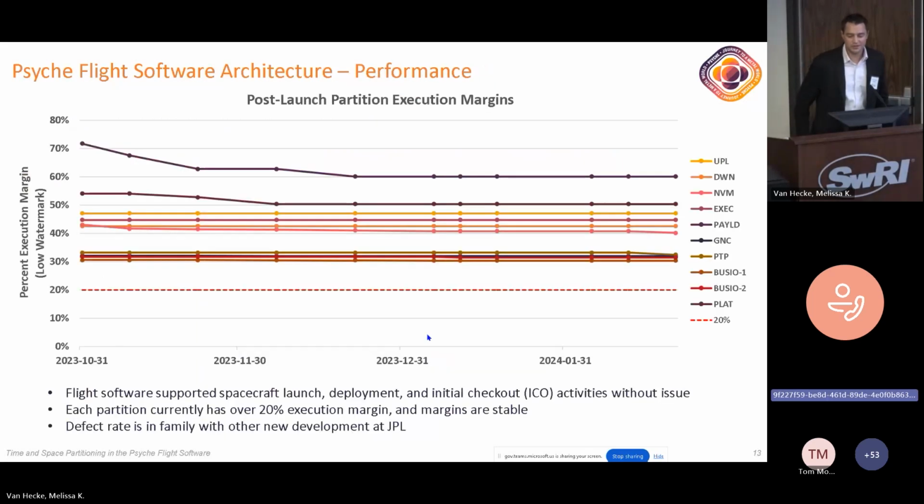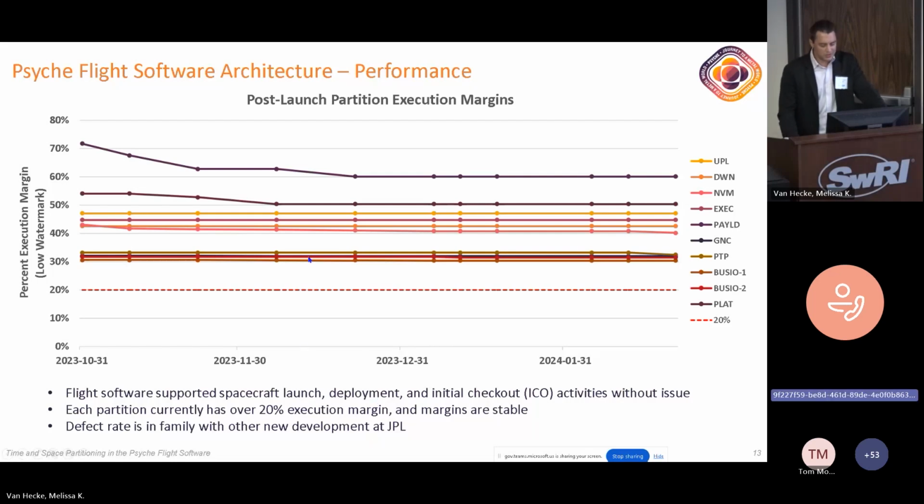Okay, so performance. How did we do? So we launched in October. The flight software has been running until now. And we were able to successfully support launch, deployment, and initial checkout activities without any major issue.